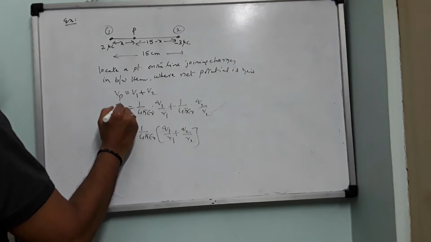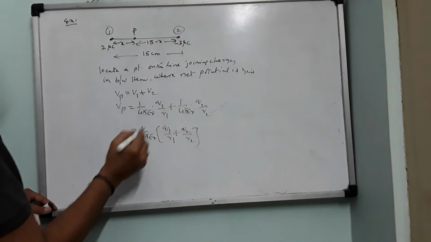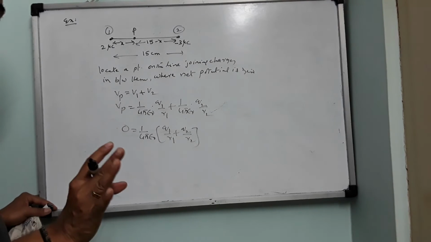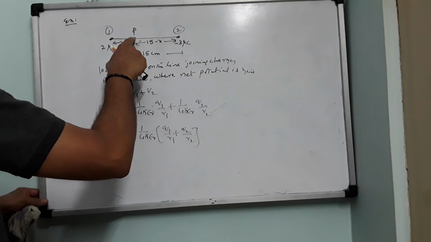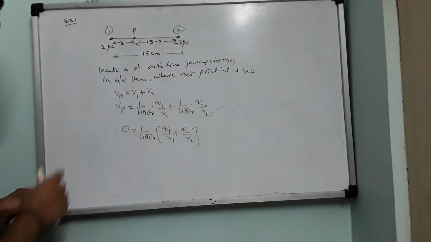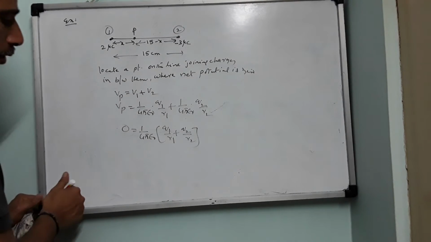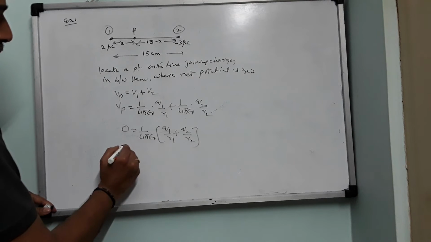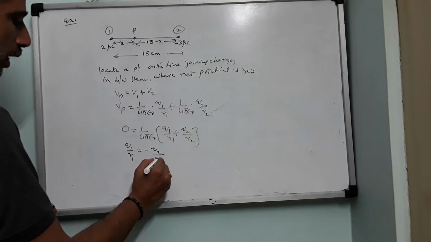So this is Vp. What is my question? Net potential is going to be 0 at point P. So this I am going to make as 0. Is this clear? I am going to locate a point P between the two charges where the net potential is going to be 0. So at P, the potential should be equal to 0. Then this 1 by 4 pi epsilon naught will come this side and will become 0. You will get that Q1 by R1 equals minus Q2 by R2.